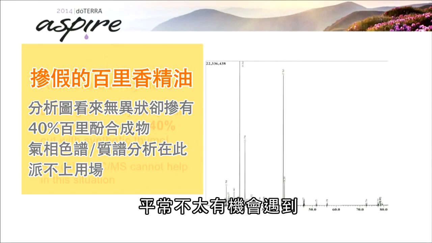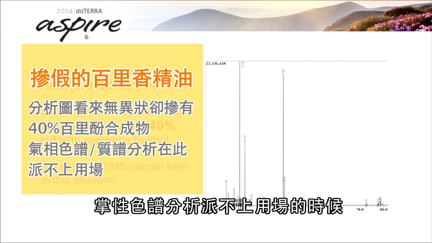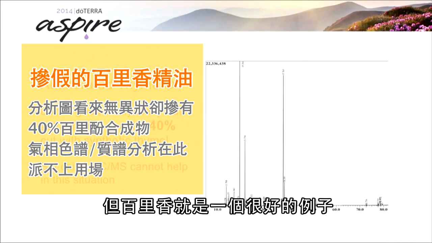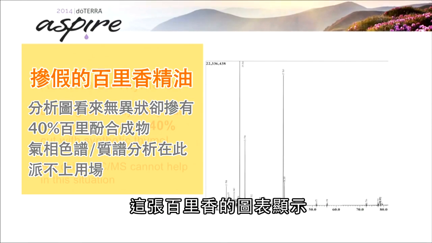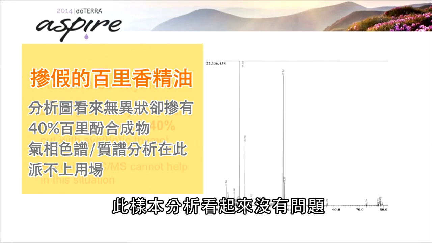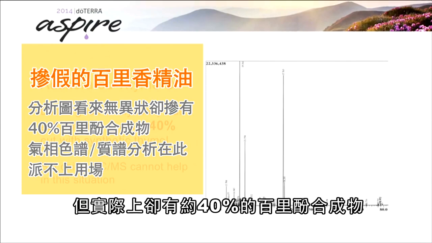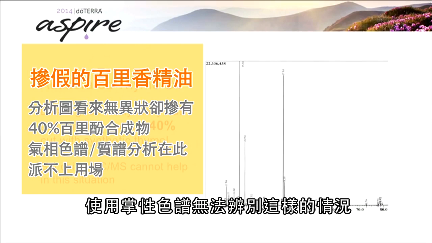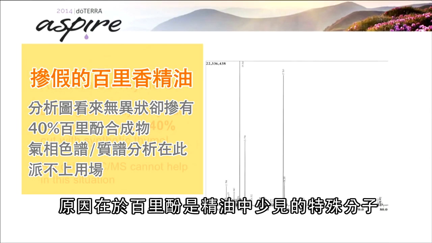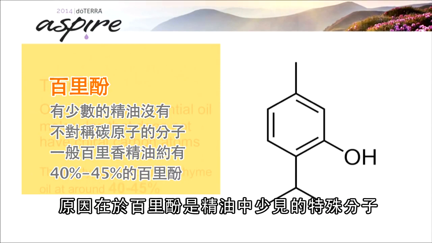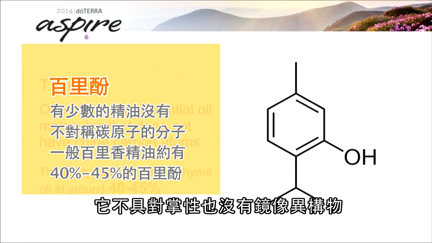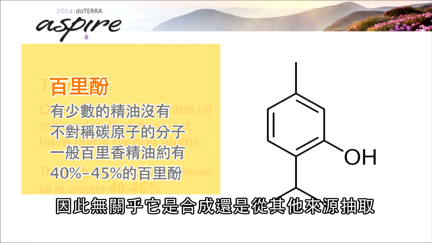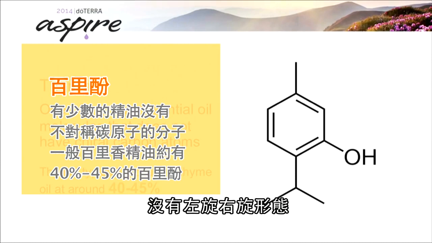Now, you don't always have a situation where we can go to chiral GC analysis. A good example of that was with thyme oil. This graph of thyme is showing a sample that looks good analytically, but it's actually cut with about 40% synthetic thyme oil. Like I said, you can't use chiral GC to tell this. And the reason is thymol is one of the few molecules found in essential oils that has no chirality, has no enantiomer. So it doesn't matter if it's made from a synthetic source or a natural source, there's only one thymol, there's no L and D form.